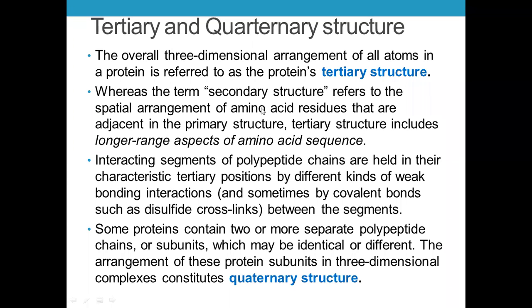Is there a possibility that it forms a hydrogen bond that would lead to an alpha helix structure, things like that. That will be for the secondary. For the tertiary structure, it is long range, like longer than 4 amino acids away. What is the conformation of the amino acid sequence? Those are for the quaternary. And then we'll also be considering the interaction of segments of the polypeptide chains, when they are held in their characteristic tertiary position by different kinds of weak bonding interactions.